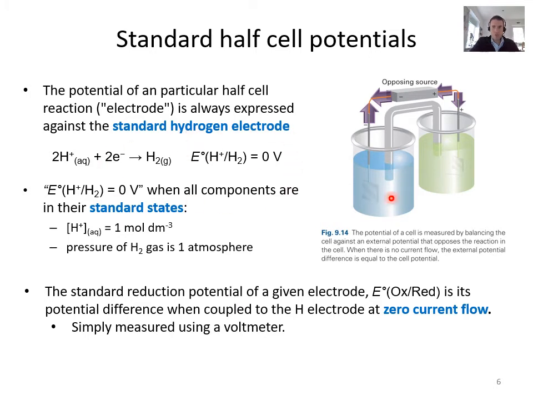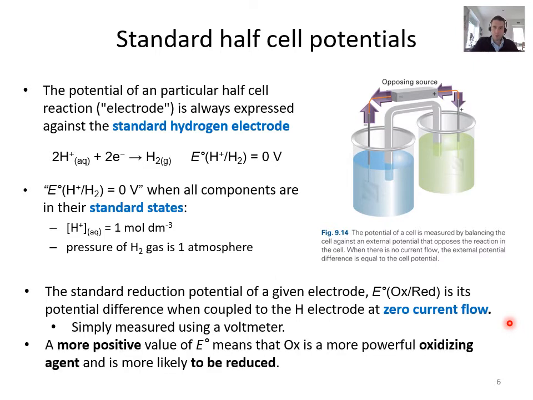So essentially we put our standard hydrogen electrode in one of these beakers and put another one in another beaker, and if the process is spontaneous, then we can measure it using a galvanic cell. If the process is non-spontaneous, we can measure it with an electrolytic cell. But the measurement we're trying to do is a measurement at 0 current flow. So we're just measuring the potential difference using a voltmeter.